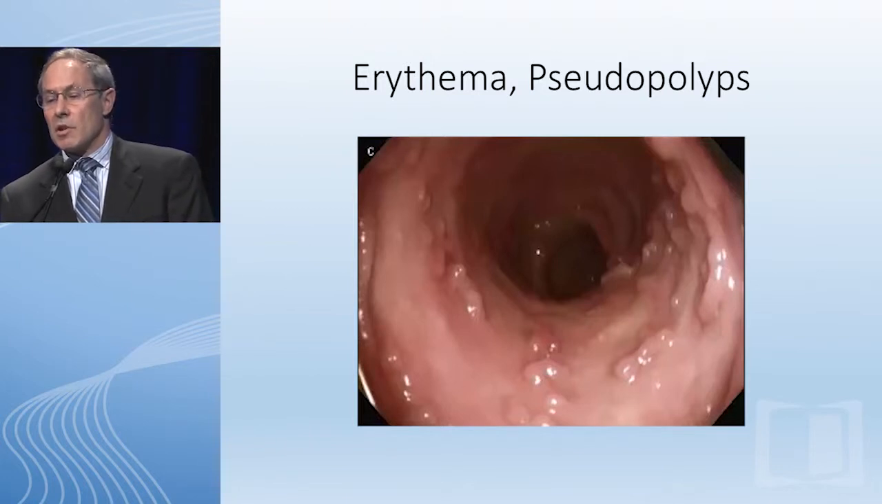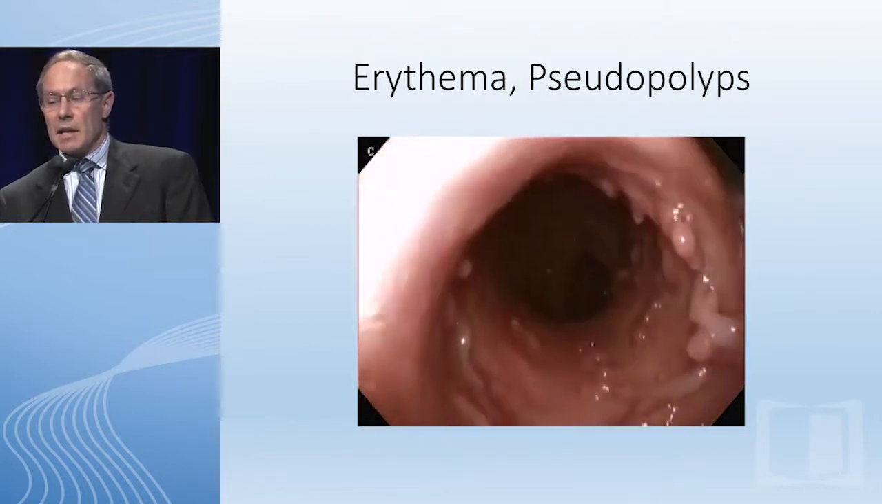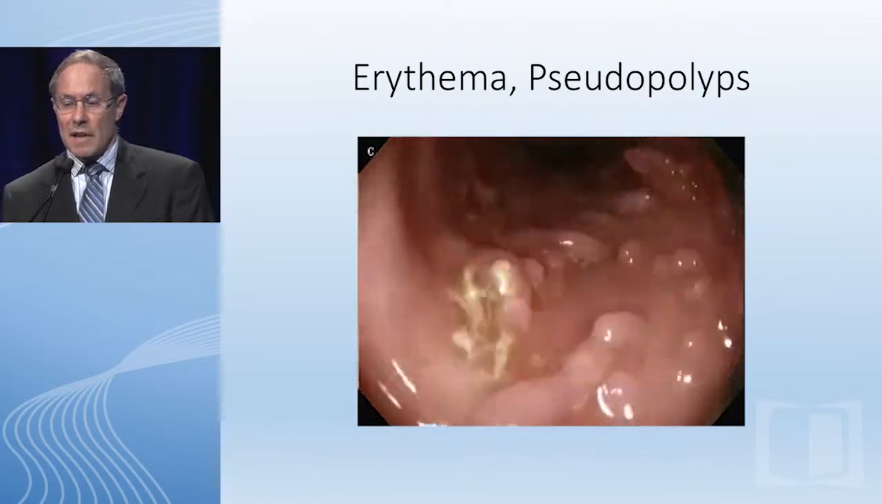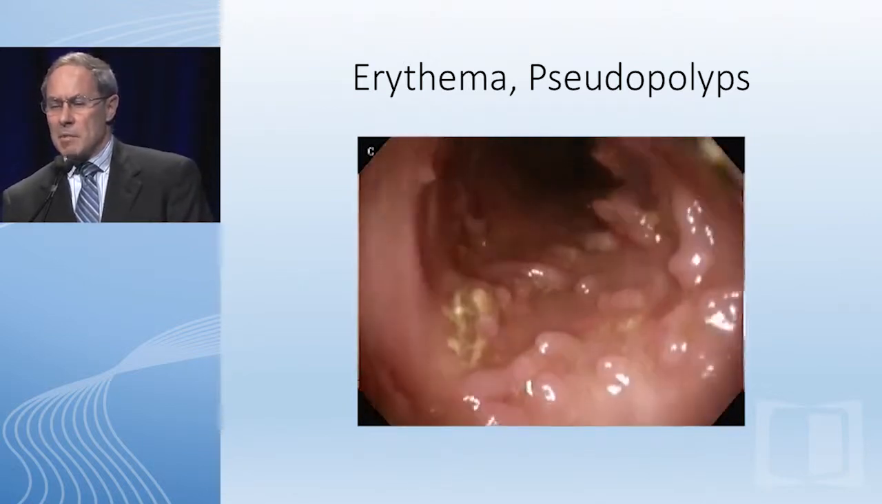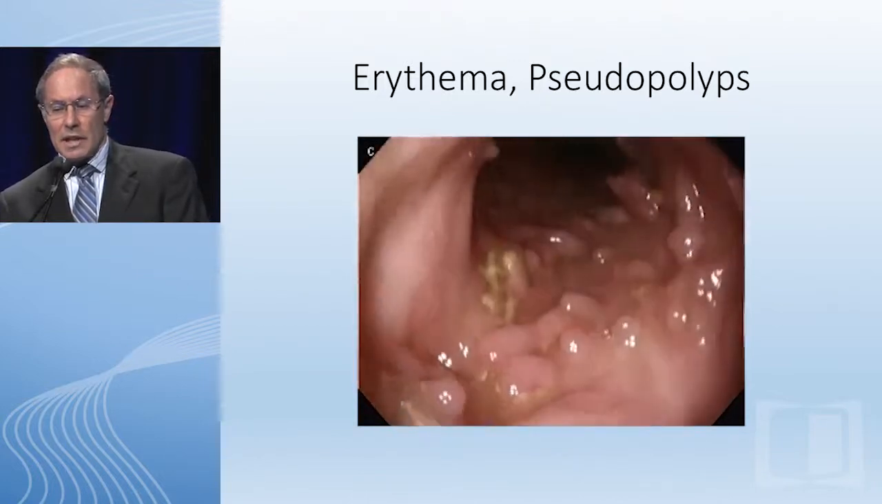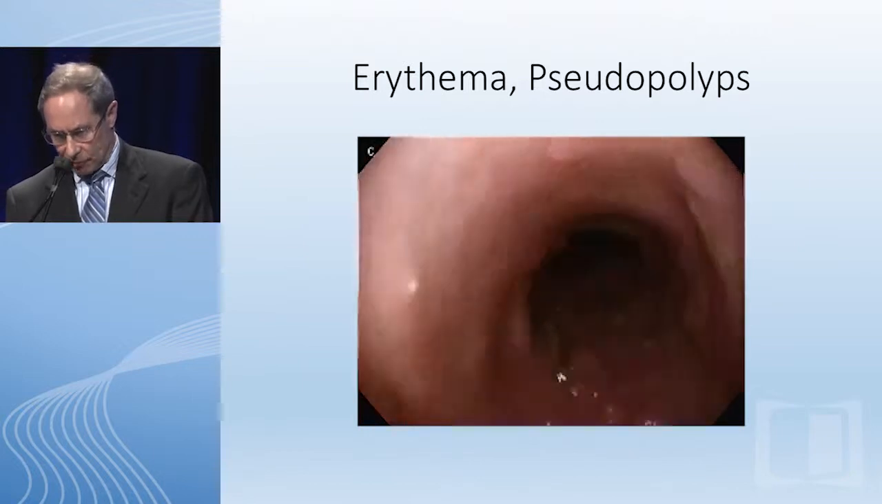Go ahead and start the video, please. And basically, pretty bland looking mucosa, no erosions, but again, no vascular pattern, total loss of the vascular pattern. Lots of pseudopolyps, making proper surveillance challenging, if not really impossible in this case.